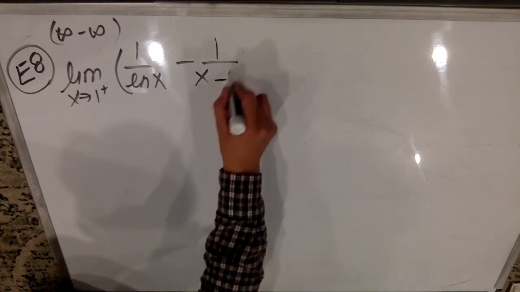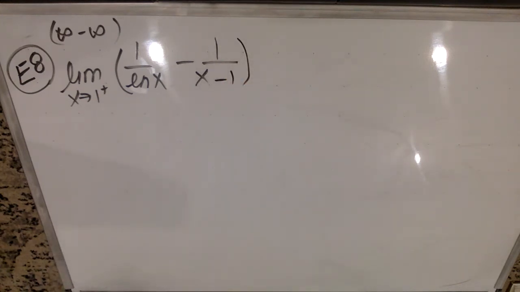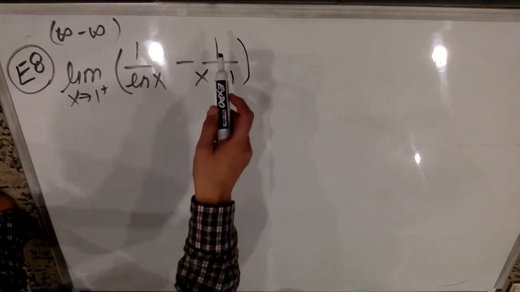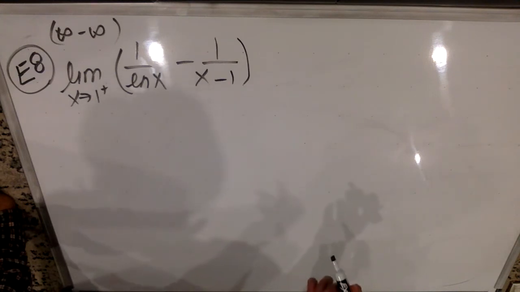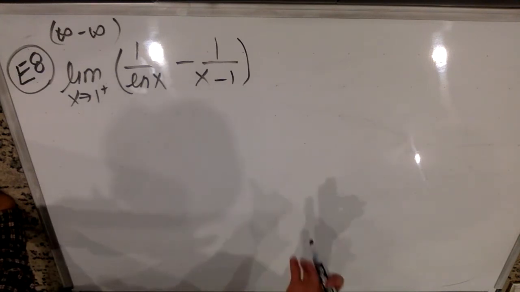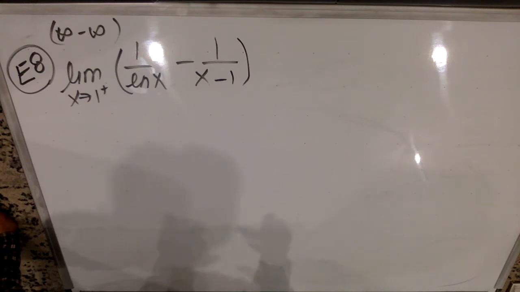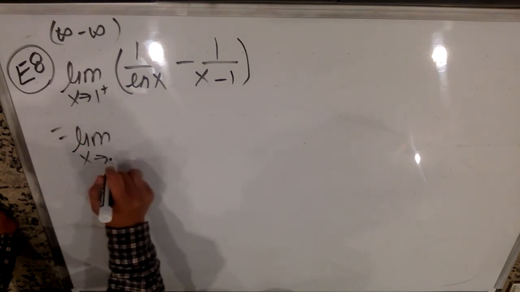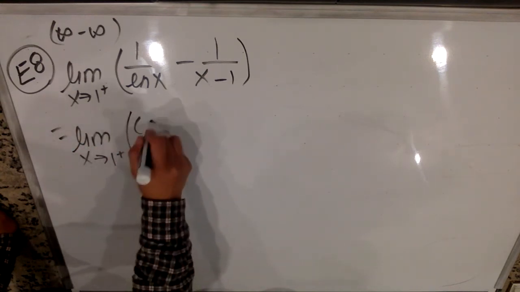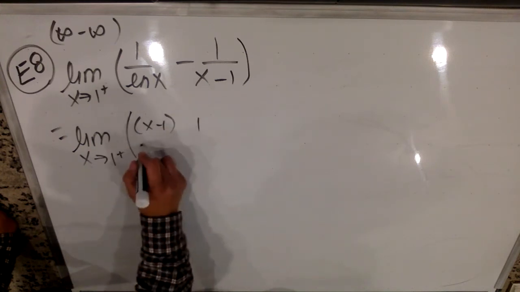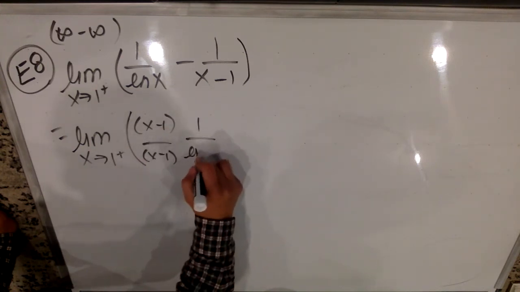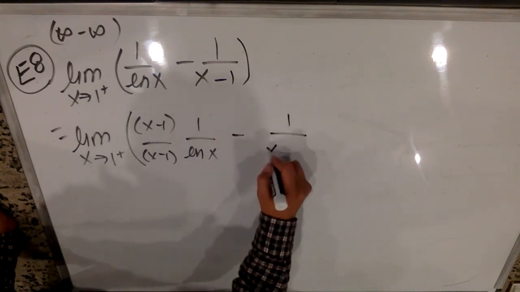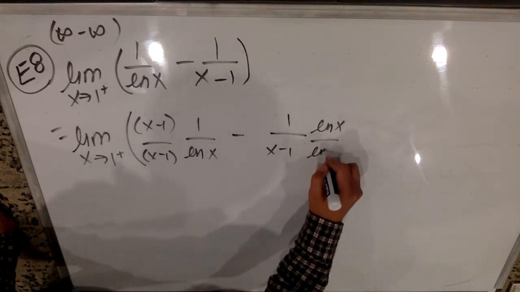So when I plug in, I get 1 over 0 because the natural log of 1 is 0, and another 1 over 0, so that's an infinity minus an infinity. It is indeterminate, but it's not currently written the way I need it to be. Since I have multiple fractions, and in L'Hopital's we usually only have one fraction, the easiest bet is to get a common denominator. So I'm going to multiply the first fraction by x minus 1 over x minus 1, and multiply the second fraction by the natural log of x over the natural log of x.